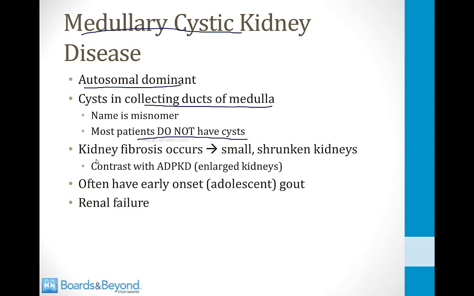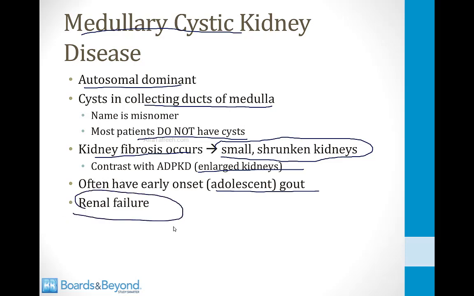What's really going on here is that patients get fibrosis in their kidneys. So they will have very small, shrunken kidneys. And this is different from the other polycystic kidney diseases where the kidneys are enlarged. One clinical problem many of these patients get is early onset gout from being unable to filter uric acid properly, and then they can also develop renal failure.